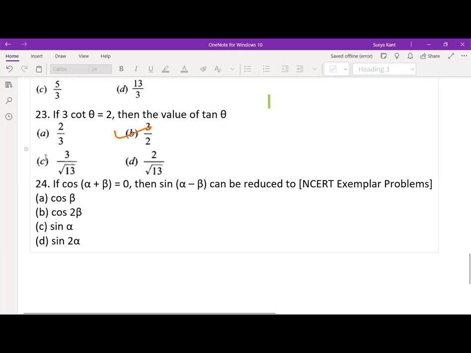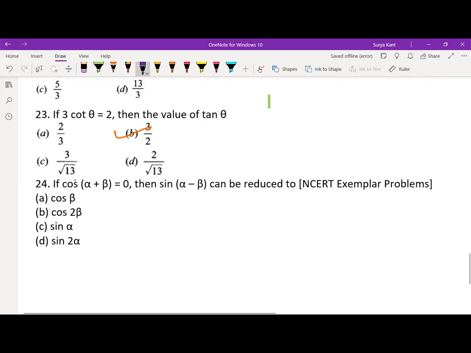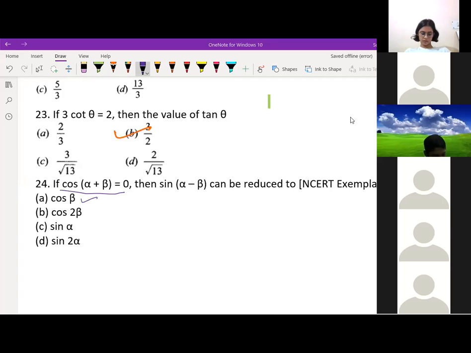Sir, cos beta. How are you solving it? Sir, I had solved it in the exemplar. I have this NCERT exemplar book, so I remember it. Can anyone tell me how to solve this question? Others? Sir, we can do it by taking the value of alpha plus beta as 90 degrees.